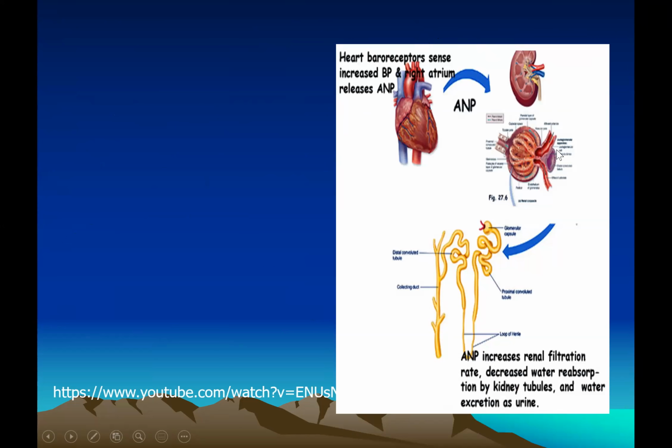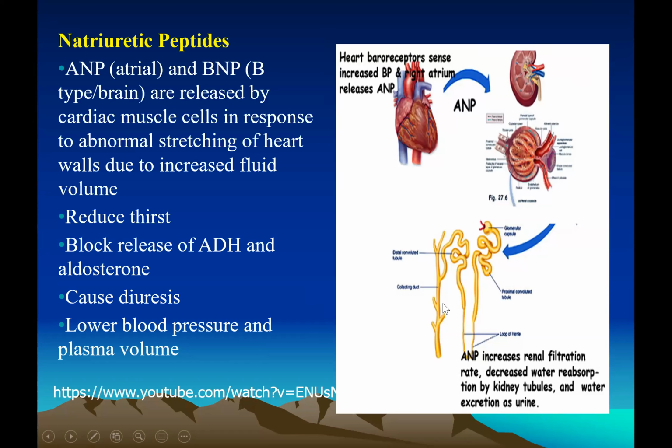See, these are the juxtaglomerular cells of the nephron. So it can trigger the renin, angiotensin, aldosterone mechanism to retain more water in the kidneys. Then there are natriuretic peptides. If found in the atrium, it's ANP. In the brain, it is BNP. These are released by cardiac cells in response to abnormal stretching of the heart walls.